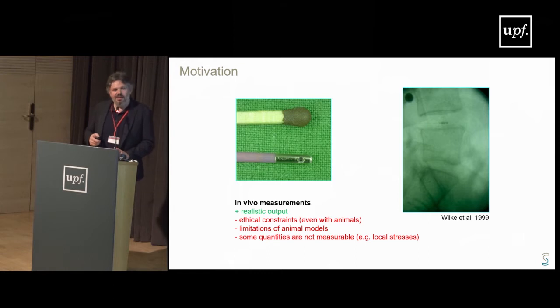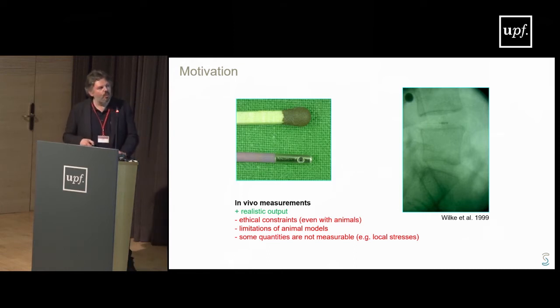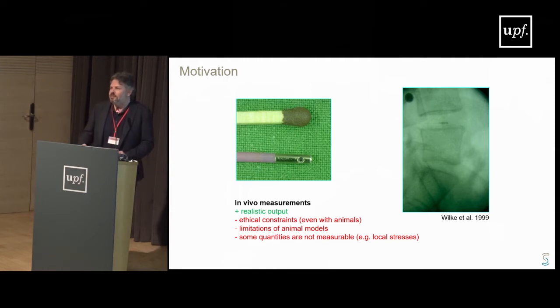The other big disadvantage is that some quantities are not measurable. We can measure the stress, the pressure in the middle of the disc, but we cannot measure, for example, the strain in the collagen fibers. We don't have the sensor to do that. We don't have the technology. And so we have quite limited choices of the type of outputs that we can measure.